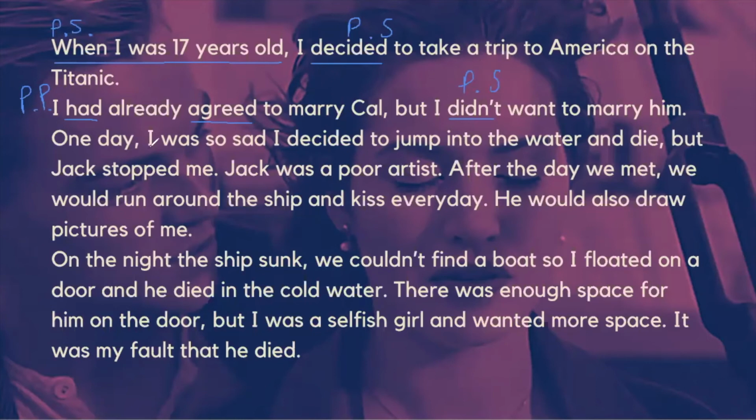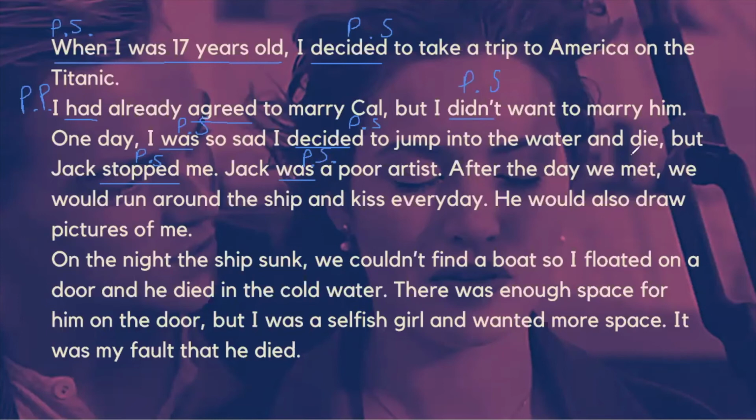Now we are going to go to an important story. One day I was so sad. So we have past simple. I decided to jump into the water and die. So another past simple, but Jack stopped me. So this is also past simple. Now we're describing who Jack was. Jack is dead. So we are going to use was. Jack was a poor artist. He's not alive. And we're going to talk about a specific day. So we will say past simple again.